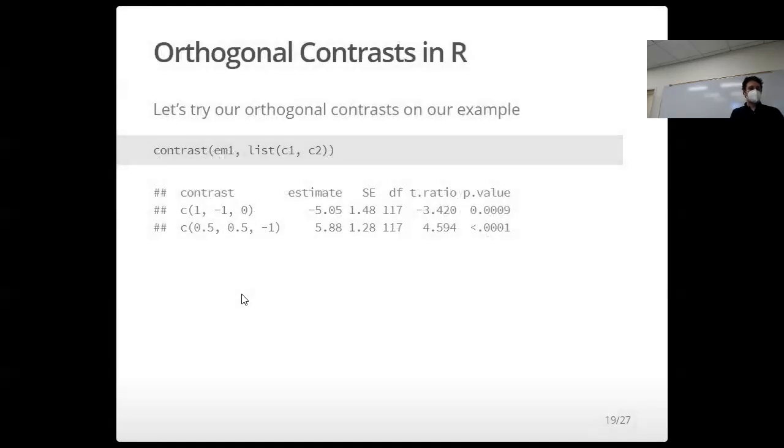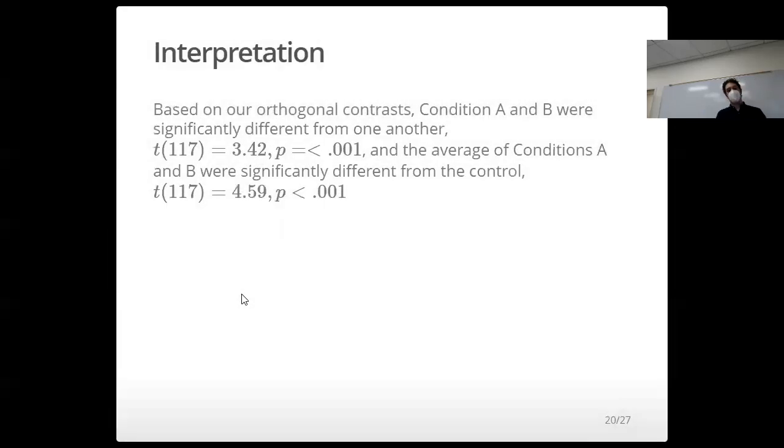So we're going to look at an example. When we have three groups, the maximum number of orthogonal contrasts we can have is 2. So these are orthogonal contrasts, 2 orthogonal contrasts. We can't have another third contrast that is orthogonal to both of these. This is what it might look like if we were testing our orthogonal contrasts in R. We would say condition A and B were different from one another, and then the average of conditions A and B were different from the control, is the way we would interpret that.